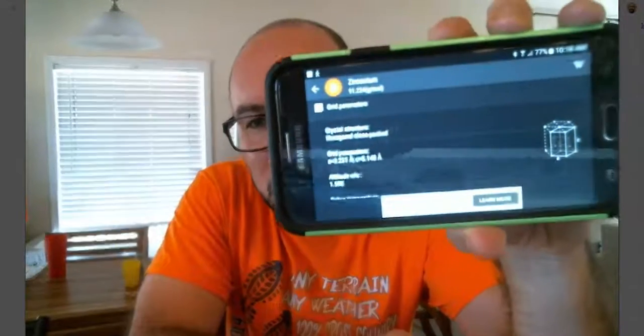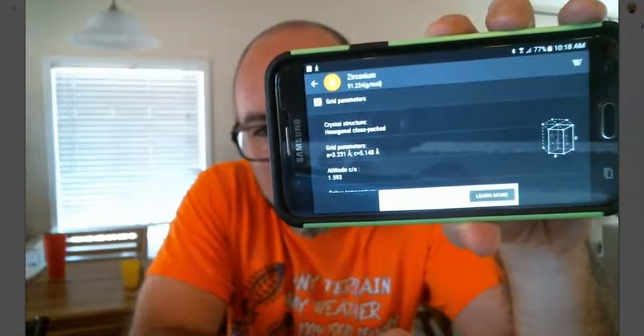That's kind of nice. The one thing that I saw about it that I thought was interesting was that if you look at its crystal structure, there it is. Its crystal structure is hexagonal, close packed. You know, I love hexagons.